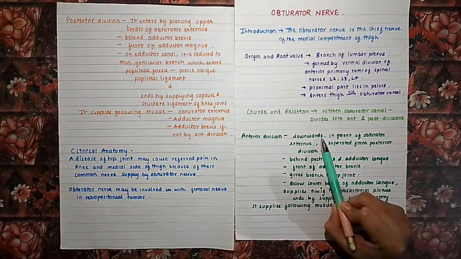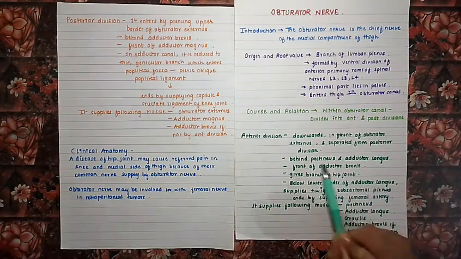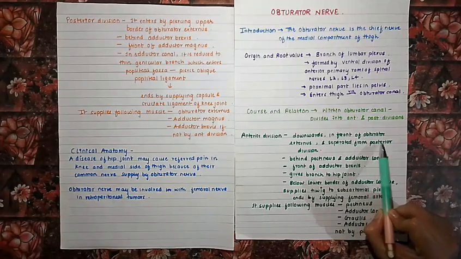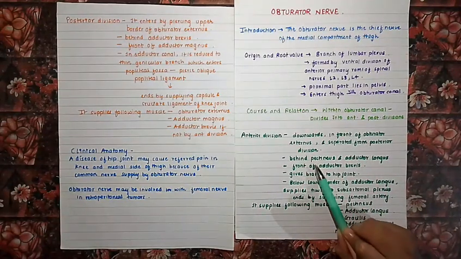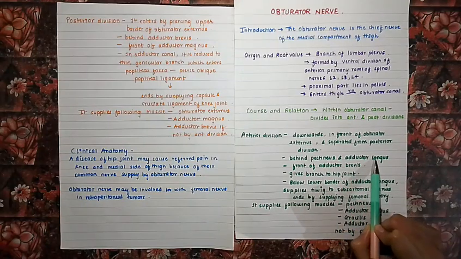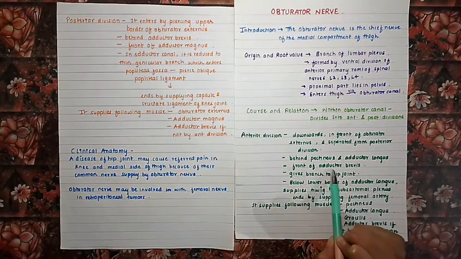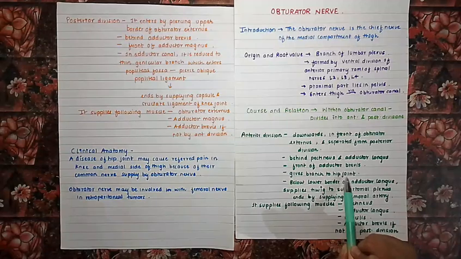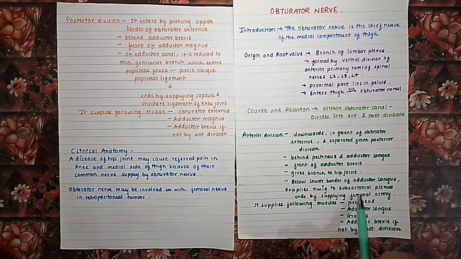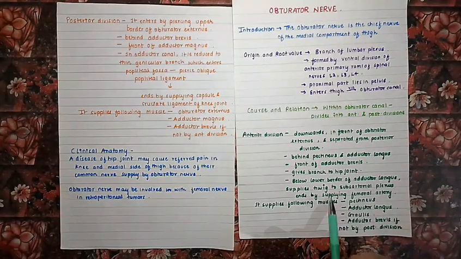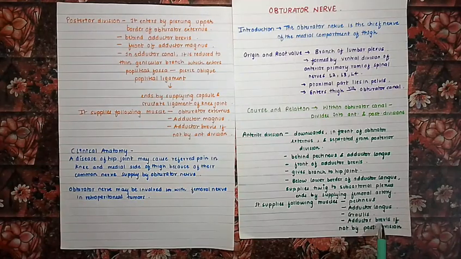Anterior division, it descends downwards in front of obturator externus muscle, separated from the posterior division. Behind it travels behind the pectineus and adductor longus muscle, in front of adductor brevis. It gives a branch to the hip joint. Below the lower border of adductor longus, it supplies a twig to the subsartorial plexus and ends by supplying the femoral artery. It supplies pectineus, adductor longus, gracilis and adductor brevis if it is not supplied by the posterior division.